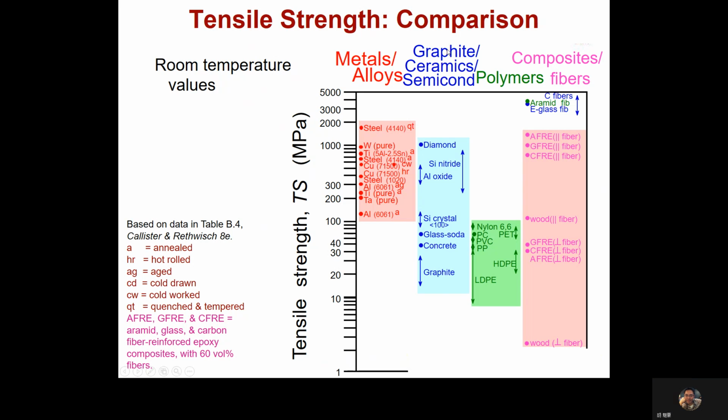Therefore, we can use tensile strength to define which stress triggers the necking process of metals. Of course, ceramics are brittle materials. Therefore, they are going to fracture immediately, without any warning and without any plastic deformation.